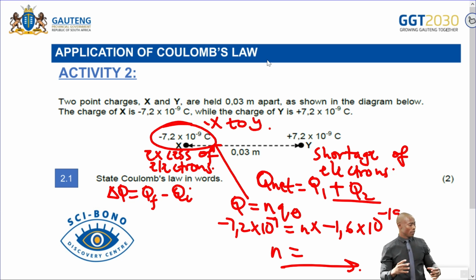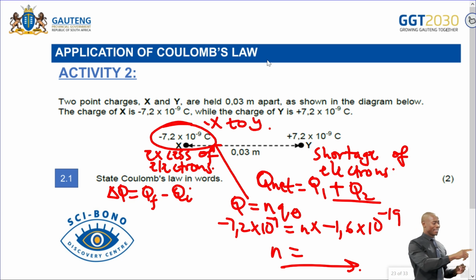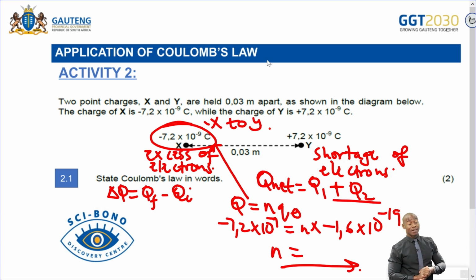All right? And then again, this is the number of electrons in excess in this sphere, which is actually the number of electrons that will be transferred from this sphere to this sphere. So these are some of the things that you need to know, or that you need to look at, when it comes to such questions.